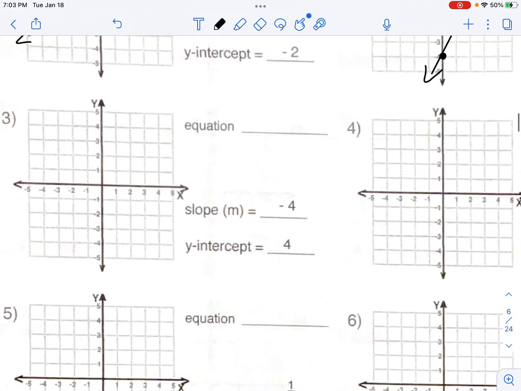Number 3. So your slope is -4. Your y-intercept is +4. So plot 4 on the y-axis. And then -4 is actually -4 over 1. So you're going to go down 4 and right 1, which is here. And then one more time, down 4 and right 1. And then draw your line.